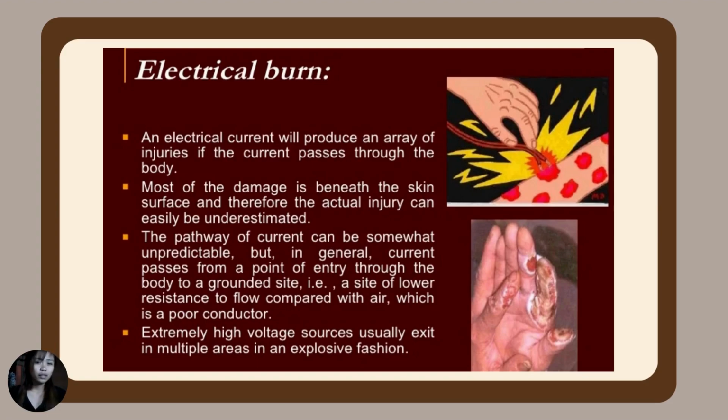Then the pathway of the current can be somewhat unpredictable, but in general, current passes from the point of entry through the body to the grounded side, or the side of lower resistance to flow compared with air, which is a poor conductor. It is also common for extremely high voltage sources to exit in multiple areas in an explosive fashion.